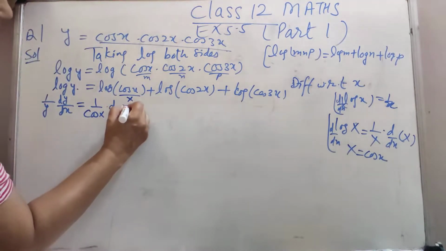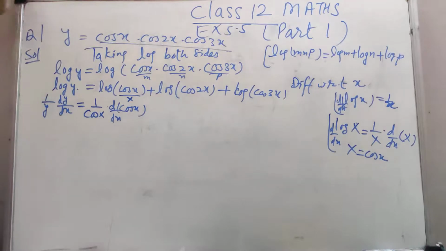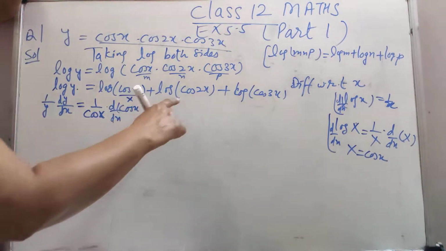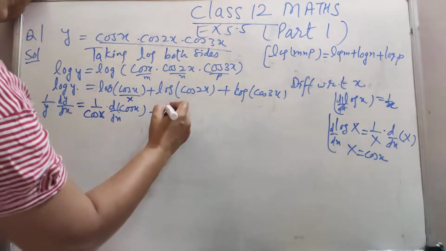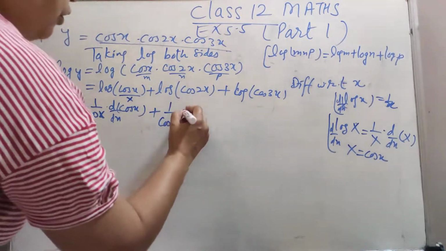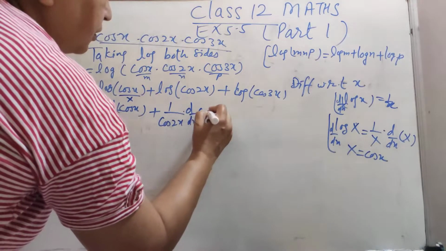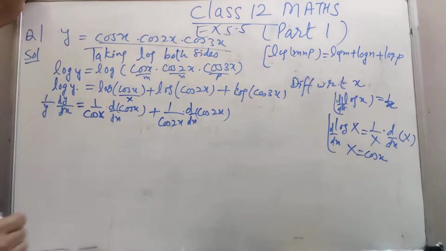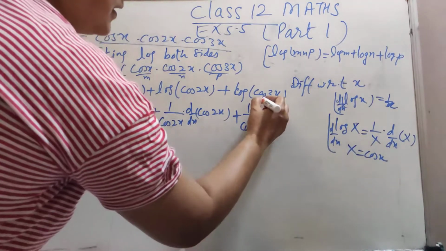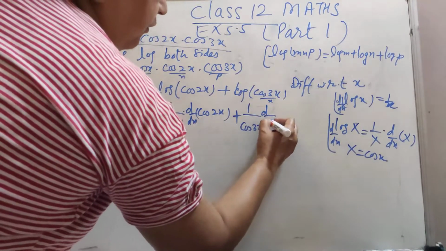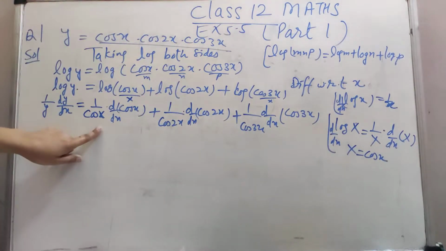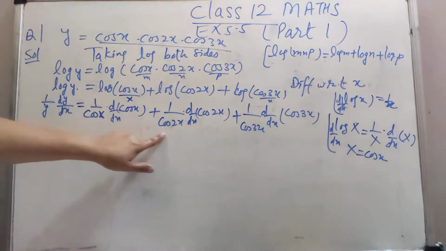So this is a plus, and this is small x here. Then the derivative of log cos 2x is 1 over cos 2x, again this applies, into derivative of cos 2x. Then next, derivative of log of cos 3x, this is your capital X. Now the derivative of capital X is the derivative of cos 3x. The same rule is applied in three parts.